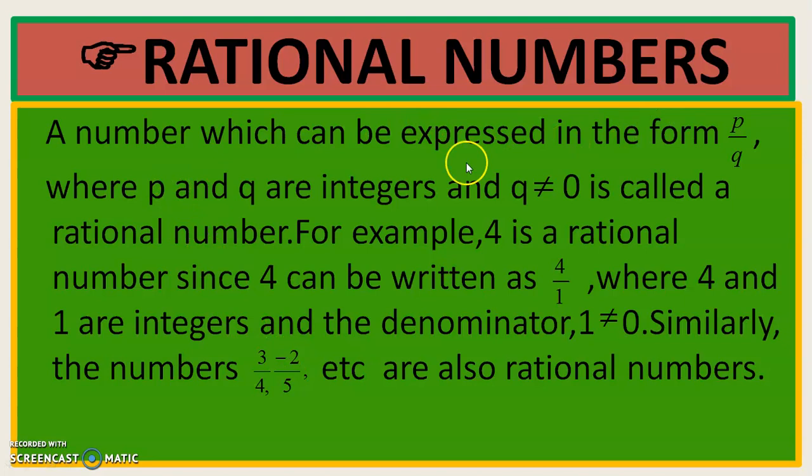What are rational numbers? A number which can be expressed in the form p by q, where p and q are integers and q not equal to 0, is called a rational number. For example, 4 is a rational number since 4 can be written as 4 by 1, where 4 and 1 are integers and the denominator 1 is not equal to 0. Similarly, the numbers 3 by 4, minus 2 by 5, etc. are also rational numbers.